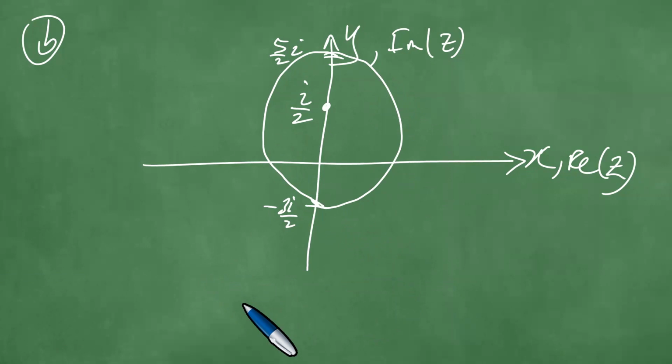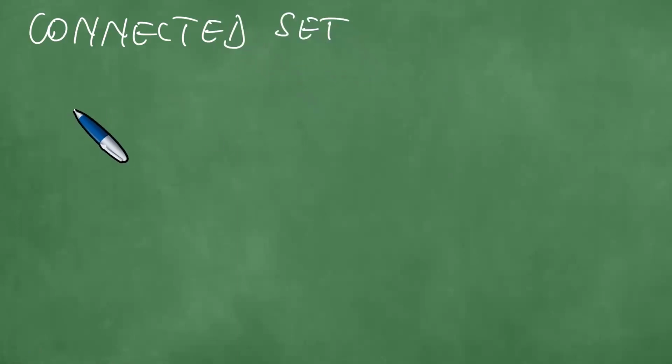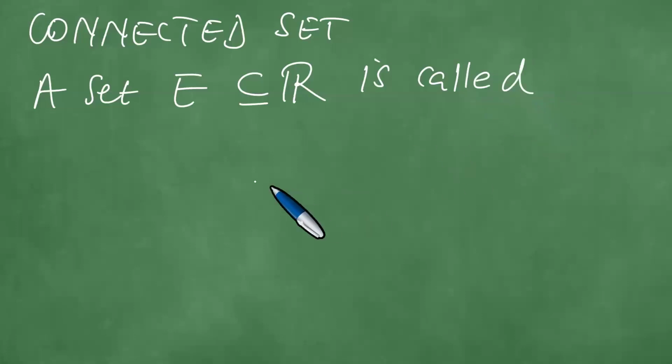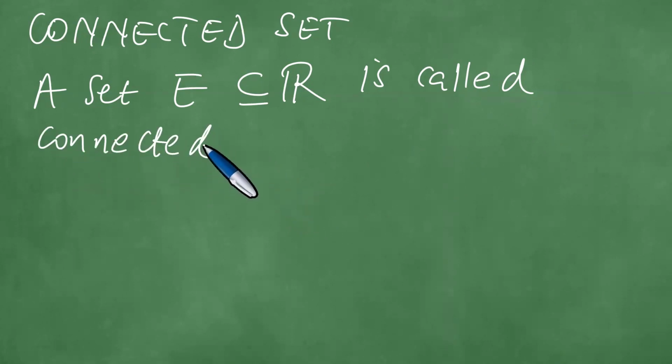As we are discussing this, there is something that remains very, very important. So I want to mention in passing something called a connected set. A set E, let's start with a subset of the real numbers, is called connected.